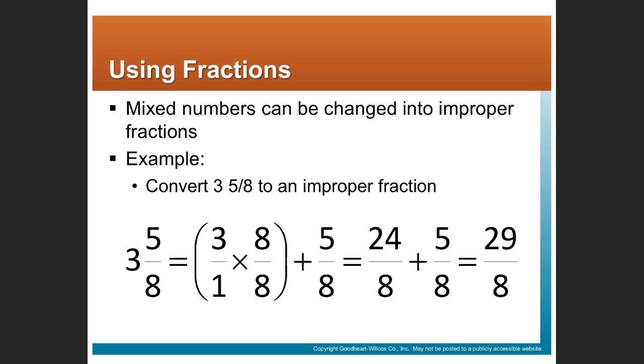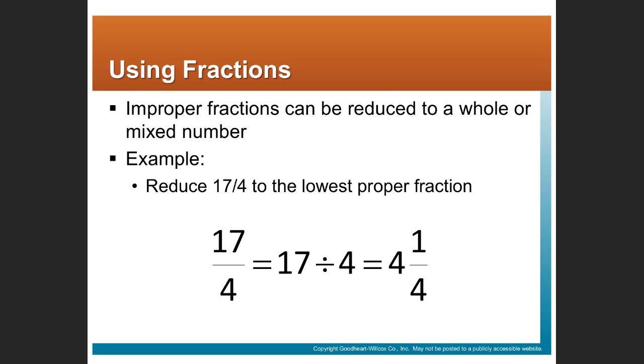The way that I would do this is that when I see the 3 and the 8 here, I multiply those two together and I add 5 to them, right? So 3 times 8 is 24 plus 5 is 29. So 3 5/8 is the same as 29/8. And we'll also have to go backwards, right? Convert an improper fraction back to a mixed number. We'll see that in a minute here.